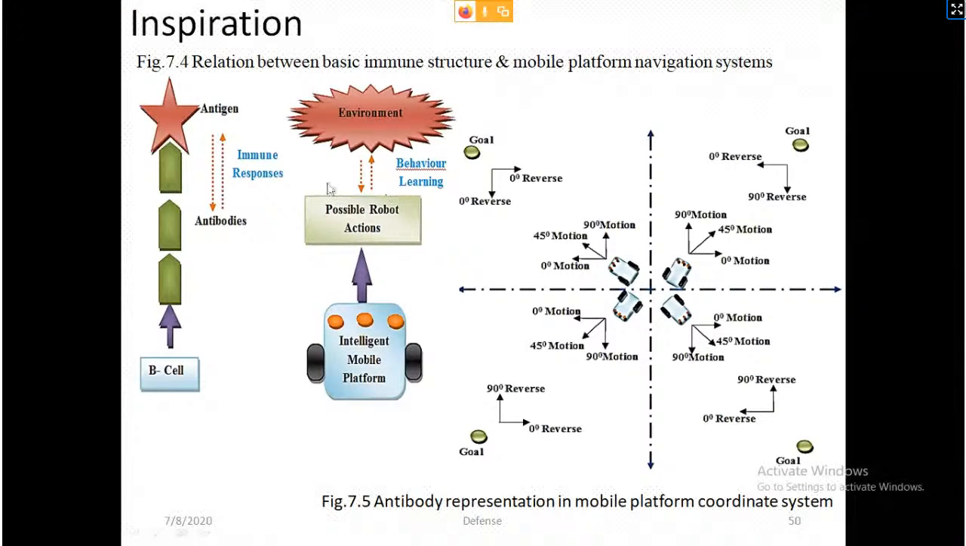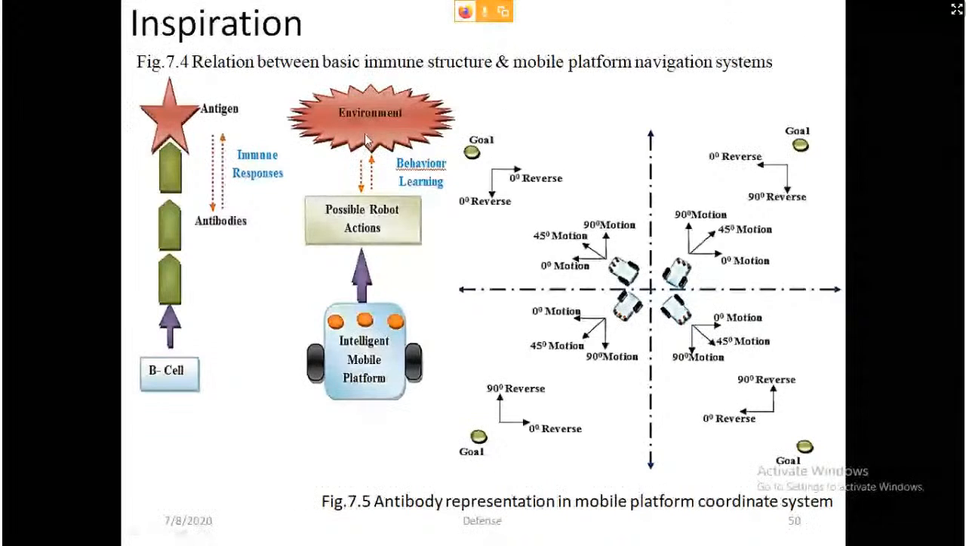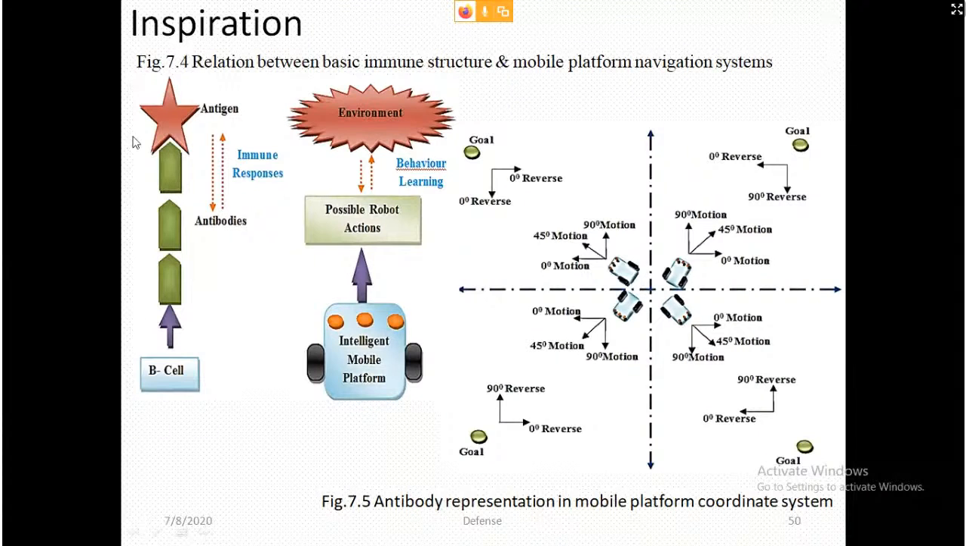In the same way, among these robotic actions, which robotic action is to be performed will be decided by interacting with the environment. For this environment, the suitable robotic action is decided by our intelligent mobile robot. This system is called behavior learning, and here it is called immune response. So if you see the similarities, mobile robot navigation can be inspired by or mimic the immune system. This is called an immune-based motion control strategy for mobile robots.